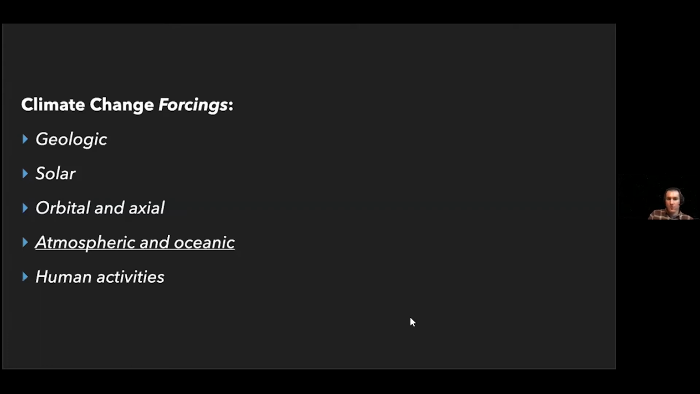So the first four bullets on here, geologic, solar, orbital and axial, atmospheric and oceanic, these are really all natural factors that have been controlling Earth's climate and variability on a shorter time scale throughout Earth's history. We now add human activity into the picture. Our leading contributions are greenhouse gas emissions and also our ability to impact land cover change through deforestation and wildfire, things like changing agriculture to suburbs or changing suburbs to urban areas. All these changes of the landscape affect the amount of energy that's either reflected or absorbed.